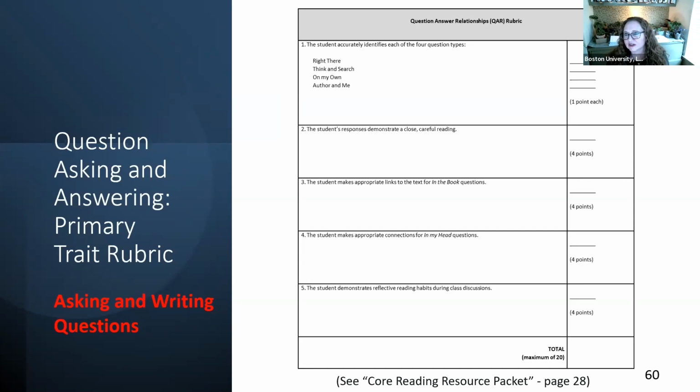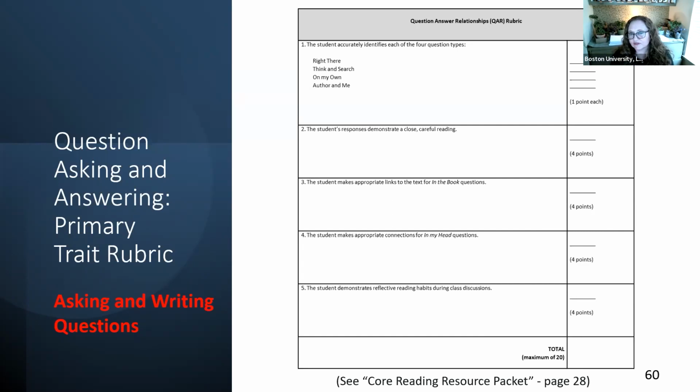And then finally, you could score a point if you're looking at students' author and me use of question asking and answering, meaning that these are inferencing, right? This involves inferencing. So I need to understand the text, that is, what the author is saying, but I need to bring my own understanding to it to answer it. So author and me in the QAR schema and the structure are inferencing.